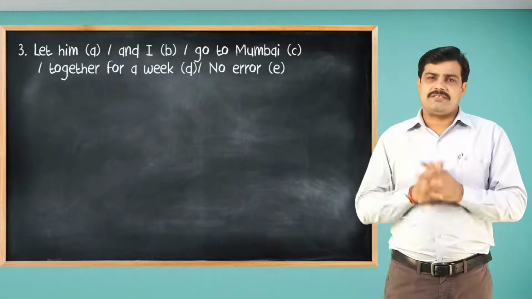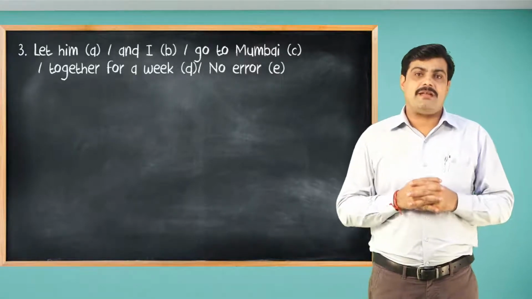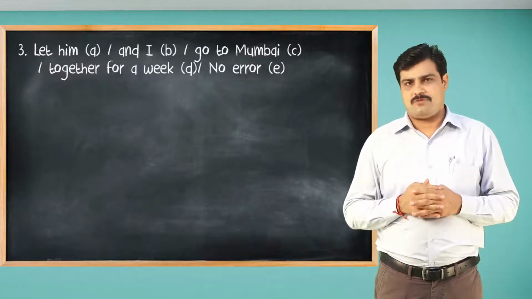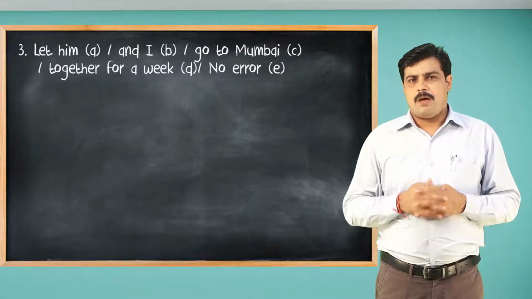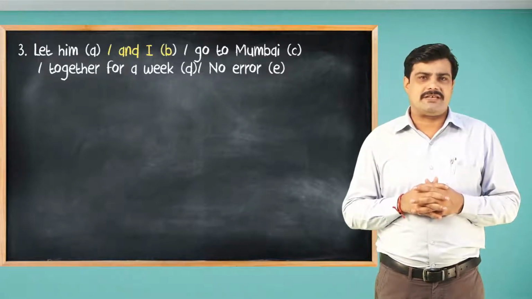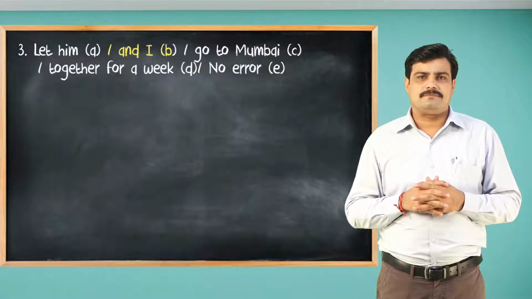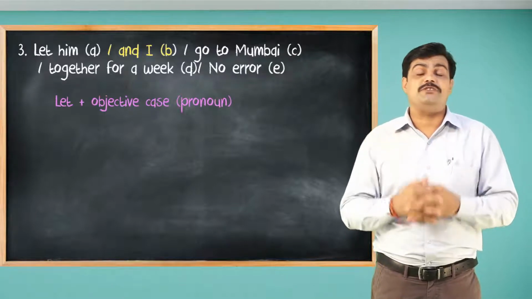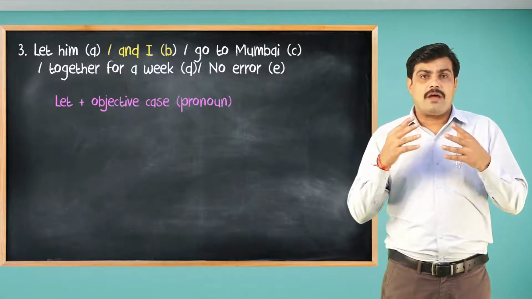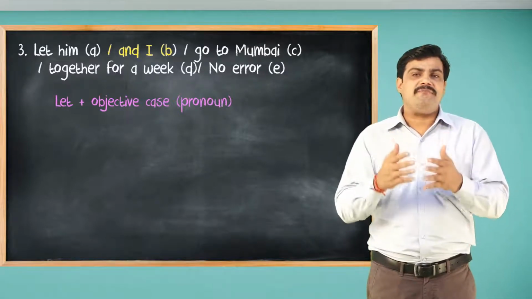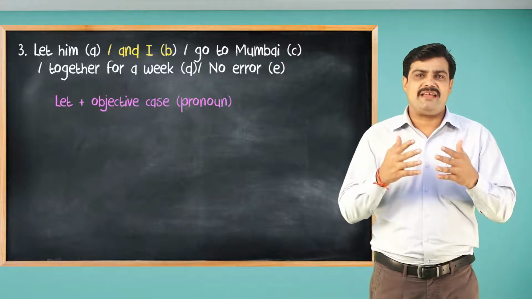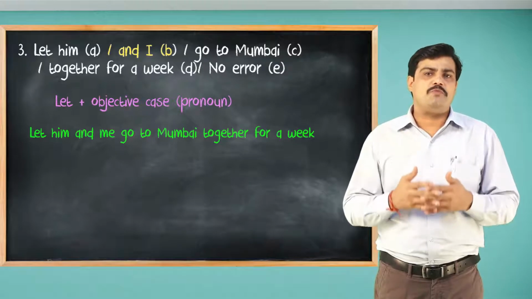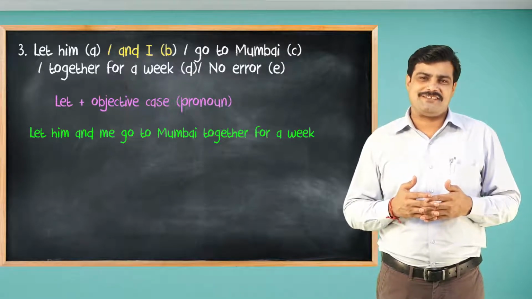Now look at this sentence. Let him and I go to Mumbai together for a week. What is the error? Part B in this sentence is wrong. Just after let, the objective case of pronoun is used. So, I is to be replaced by me. Let him and me go to Mumbai together for a week is the right sentence.